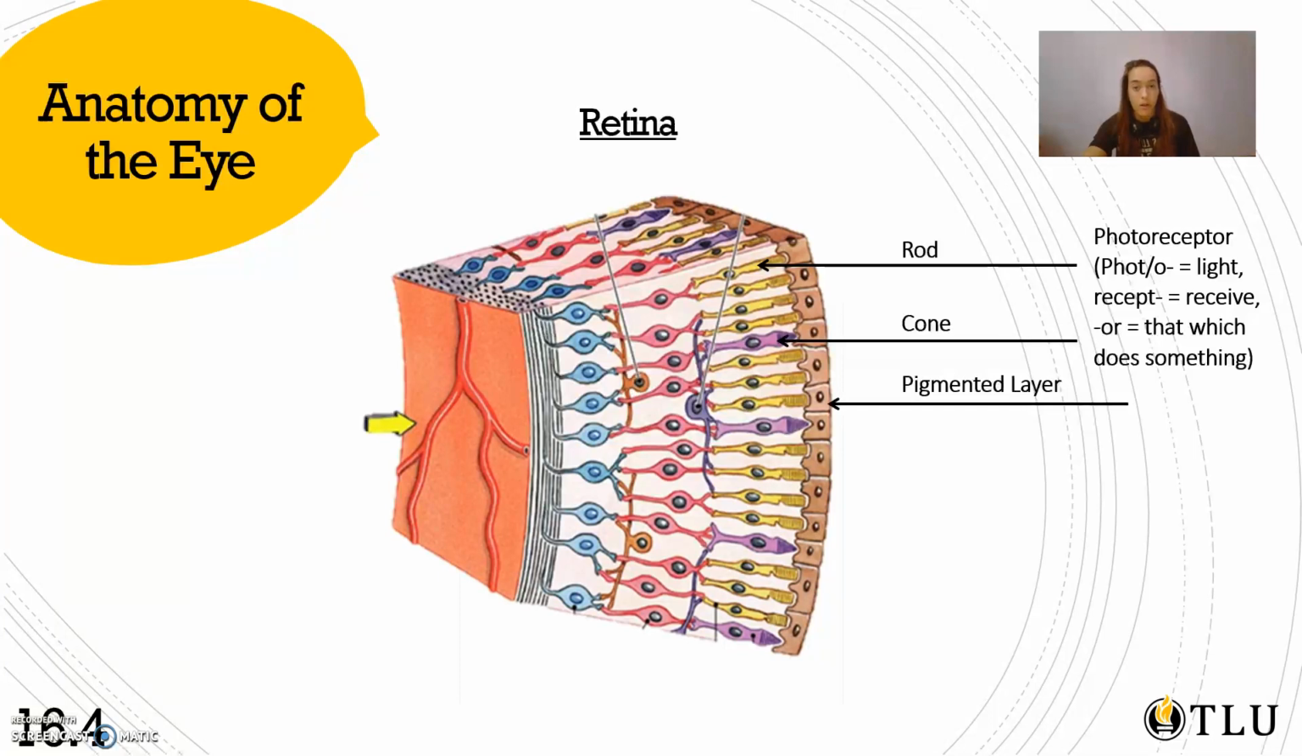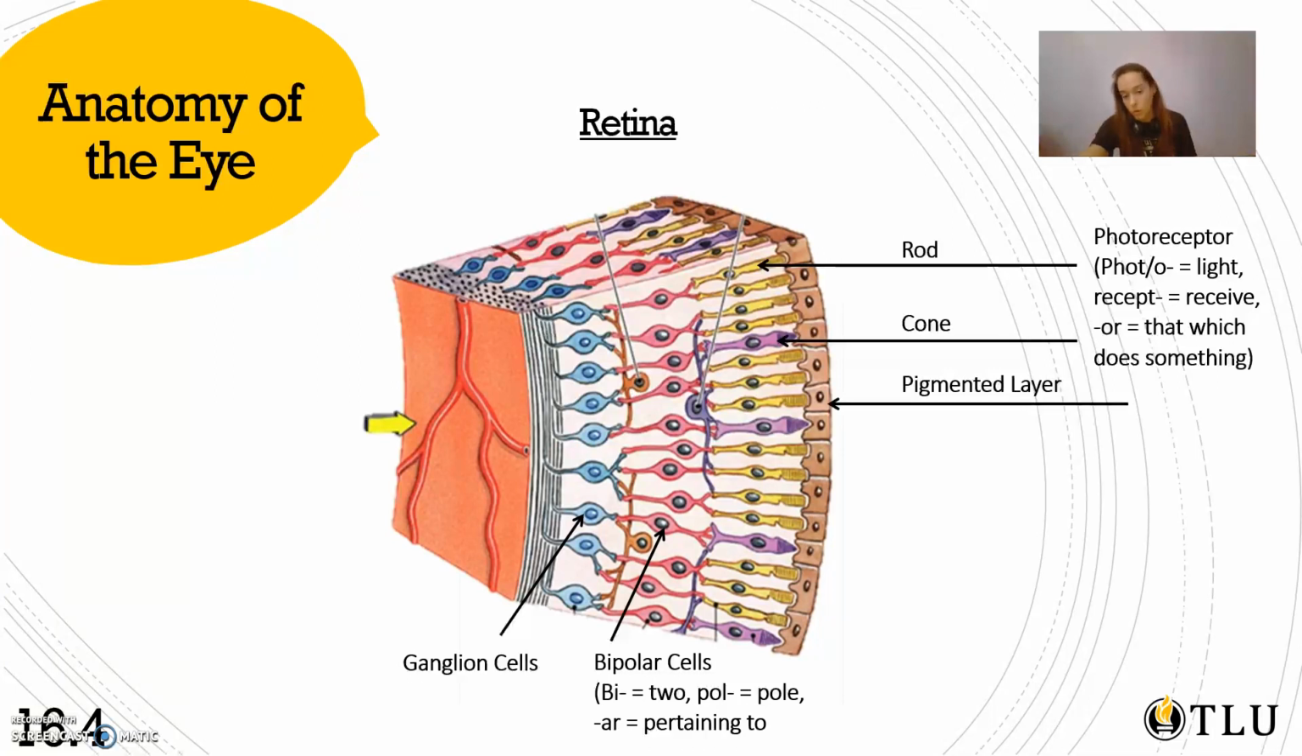The first layer of cells that process the light are rods and cones, and these are called photoreceptors. So breaking down photoreceptor, photo is light, recept, receive, and or, that which does something. So cells that receive light and process. The next layer that processes the light are bipolar cells. Bi meaning two, pol, poles, and ar pertaining to. So pertaining to something that has two poles, in this case a cell that processes the light.